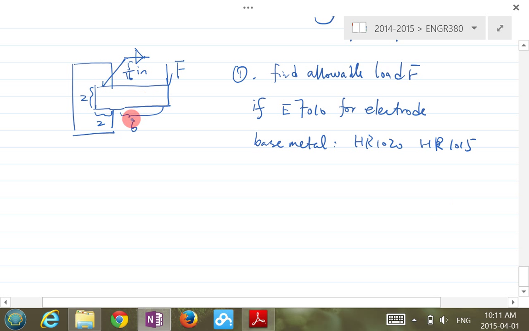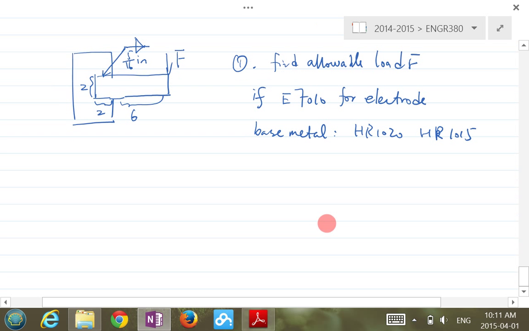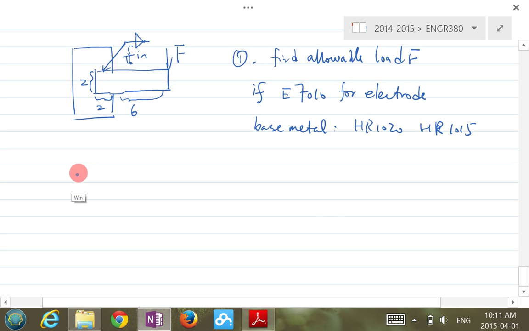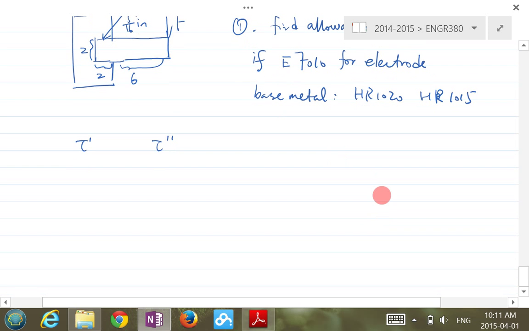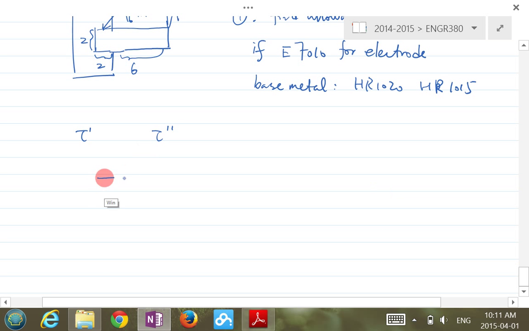So let's see, how do I deal with this one? Here's the symbol of the welds. First we need to figure out the tau prime and the tau double prime, and then figure out the total stress. The weld group, if you draw it here, is two horizontal lines. So tell me, is this in plane or out of plane? Basically, table 9-1 or table 9-2?